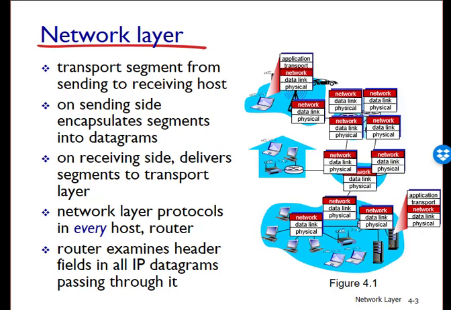At the receiving host, H2, the network layer receives the datagram from its nearby router R2, extracts the transport layer segments, and delivers the segments up to the transport layer at H2. Make a note, the primary role of the routers is to forward datagrams from input links to output links.